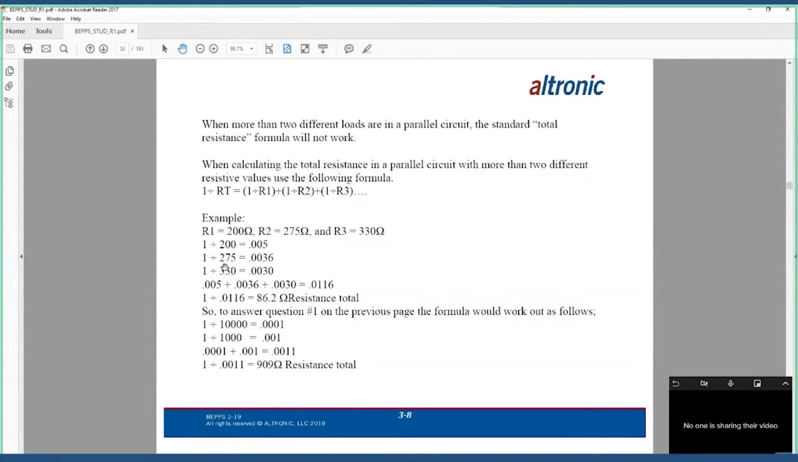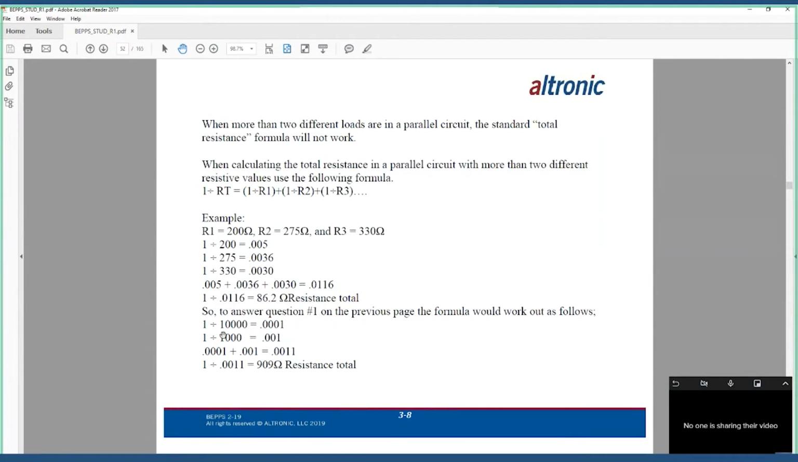1 divided by 275 ohms resistance, there's our answer, and 1 divided by 330 ohms, there's our answer. So now we take these and add them. 0.005 plus 0.0036 plus 0.0030 equals 0.0116. So now we take 1 divided by 0.0116, and it equals 86.2 ohms resistive total.